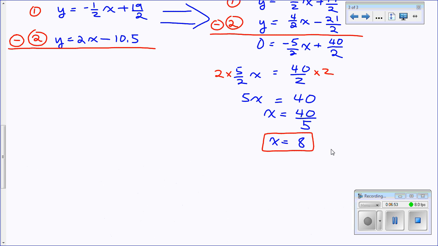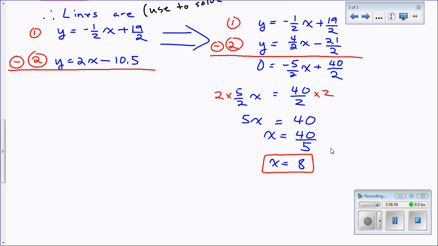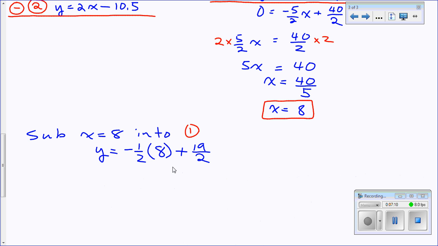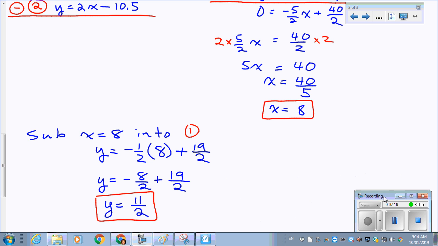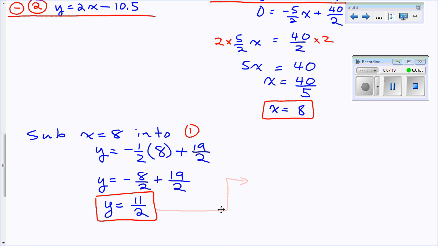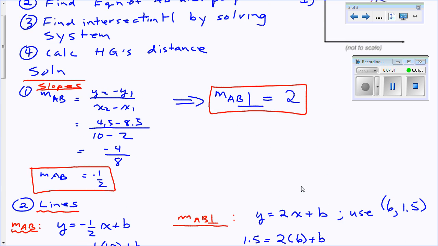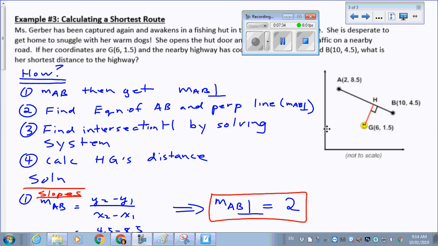So now, because we found x equal to 8 for these two equations, what we're going to have to do is back substitute into equation number 1 here. So we're going to take x equals 8 and plug that back in. So we sub x equals 8 into equation 1 and we get something like this. And when we solve, we end up with y is equal to 11 over 2. So now, the intersection is 8, 11 over 2, and we're going to let that be our h value that we had described in our original picture here.